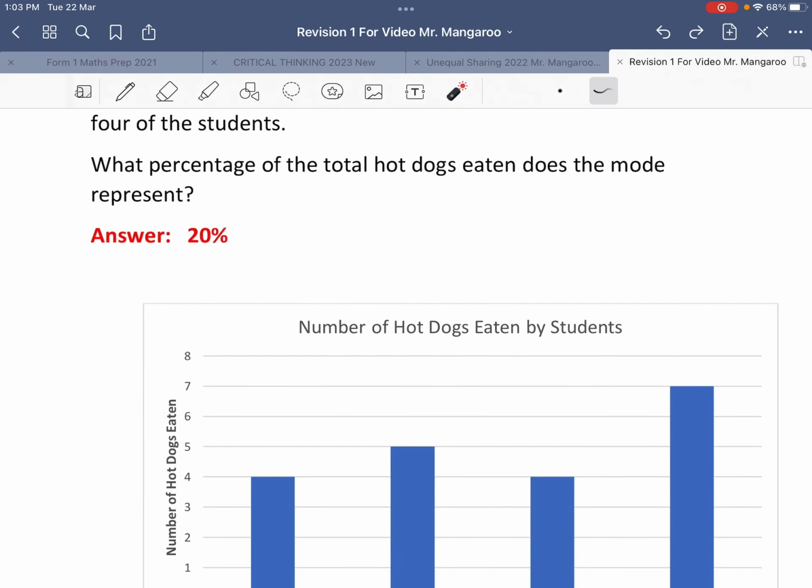Next. So 1 symbol represents 4 students. How many more students travel by car than by bicycle? So bicycle is 1 and car is 5. So that's 5 minus 1 is 4. 4 times 4 is 16.